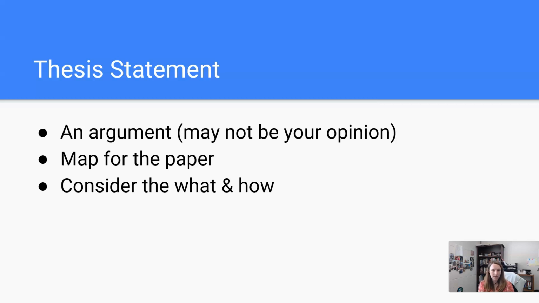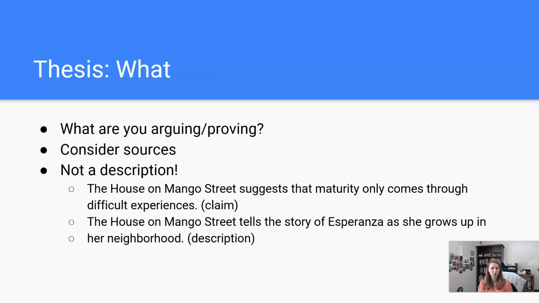As you're writing your thesis statement, you're refining it and you're developing it, remember to consider the what and how of your argument. So, what are you arguing? What are you trying to prove? Make sure that's very clear in your thesis statement. Consider the type of sources you're going to be using and what they say and how they are supporting you as well. However, remember that you are making an argumentative claim, not just a description.